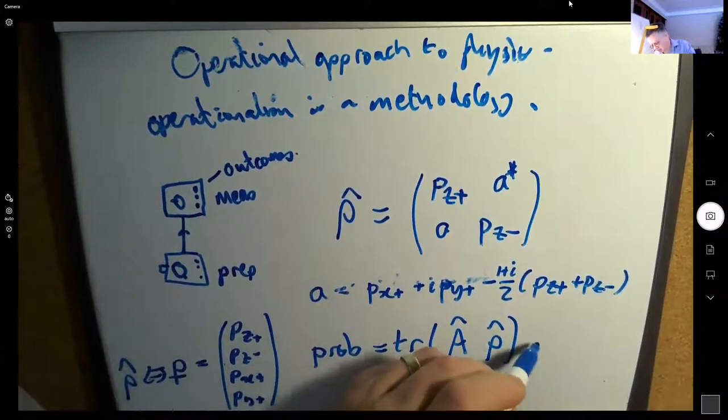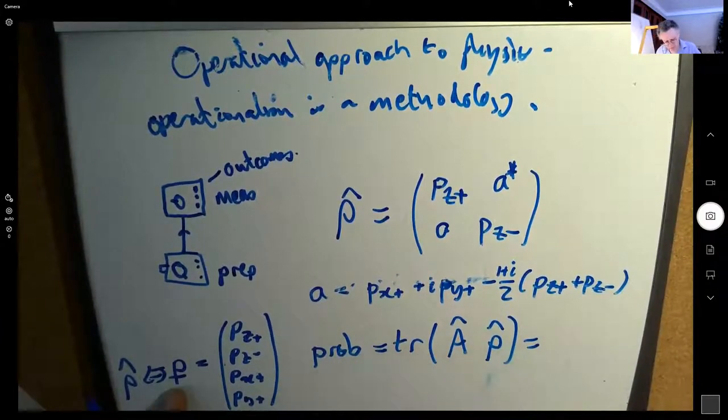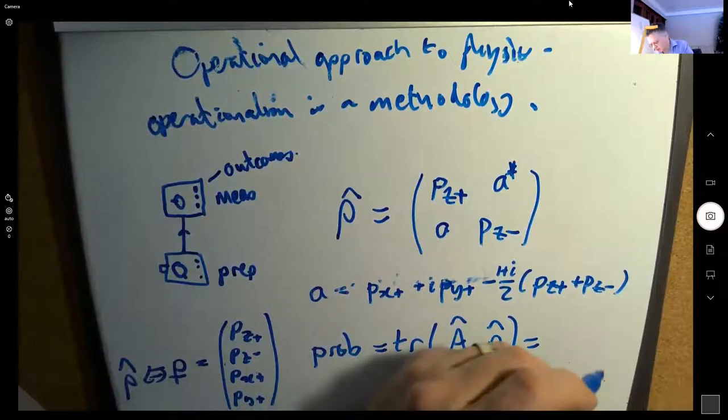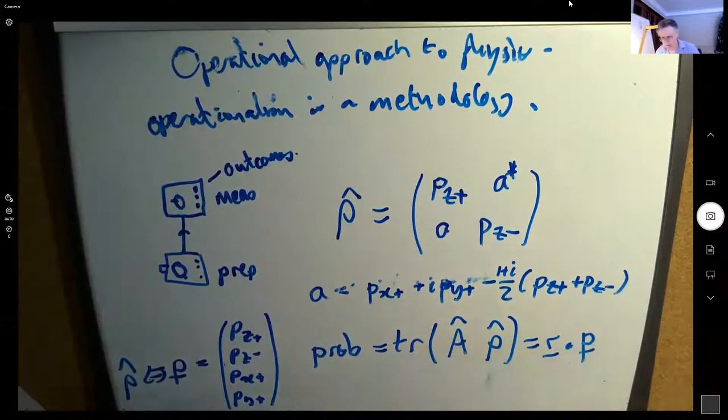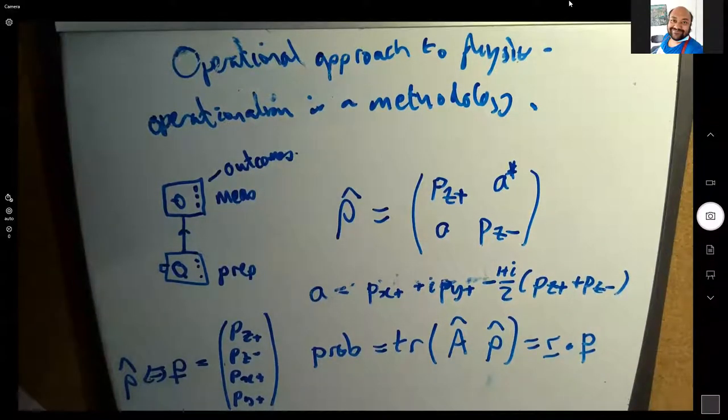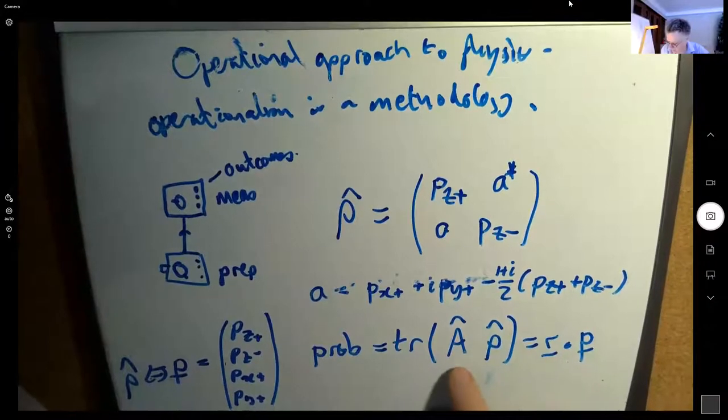And since P, this thing I introduced here, is linear in rho, we can also write this down as the dot product of some vector R. Professor, trace rho is identity here? Sorry, say again. Trace of rho.